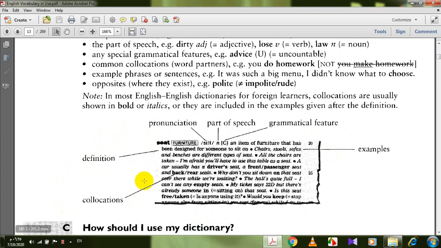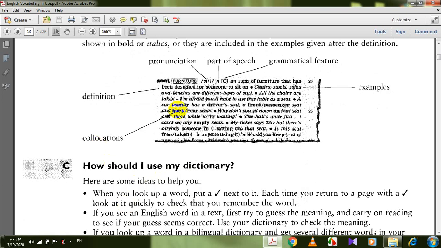Collocation. The word and the word it collocates with. Okay. Front passenger seat and back or rear seats. Back seat. Okay, back seat. Okay, so this is the collocation. So back collocates with seat. Okay, good.